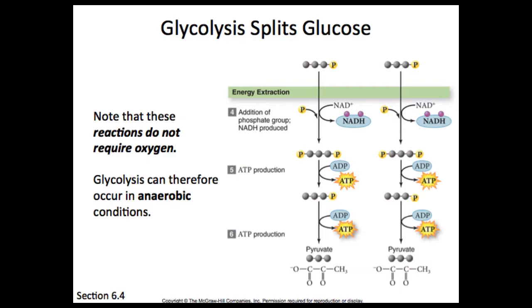Note that these reactions of glycolysis do not require oxygen. Remember that oxygen is required for aerobic cellular respiration, but not in the very first stage, because glycolysis is the first stage and no oxygen has been used. Glycolysis can therefore occur in conditions that lack oxygen. And the fancy word for conditions that lack oxygen is anaerobic. And you can see this word on the screen in front of you.